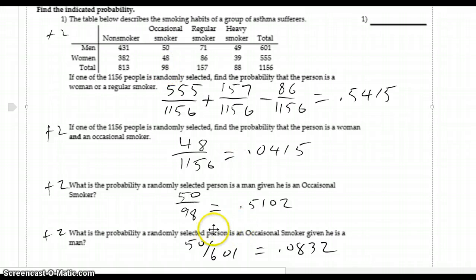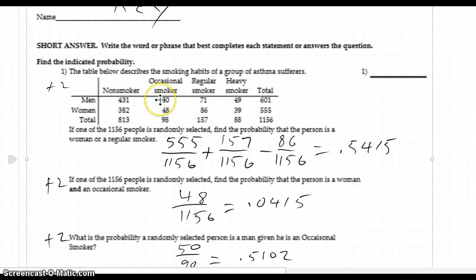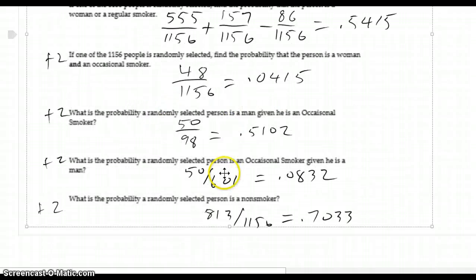And then the kind of flip of that one, what's the probability they're an occasional smoker given that he is a man? So again, how many are in both? It's still 50. But now I'm comparing it to the group of men, because we know it's a man. So it's 50 out of 601.